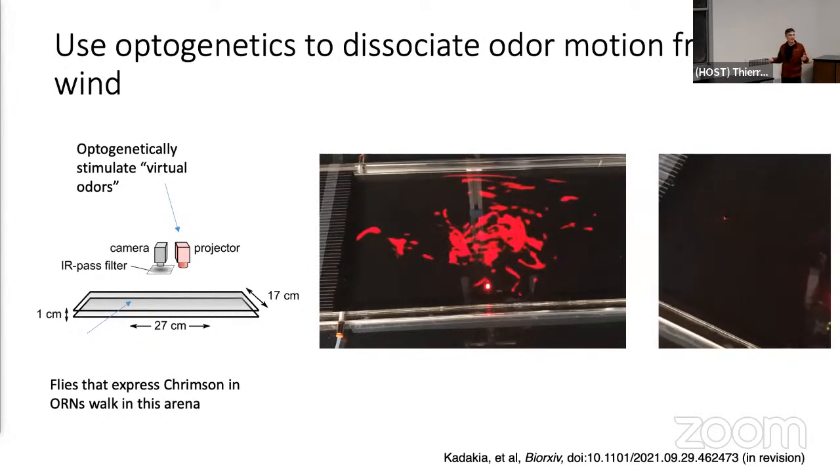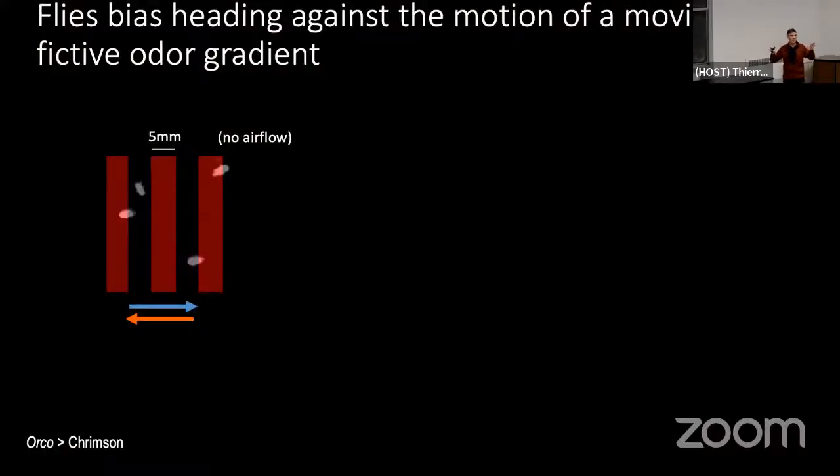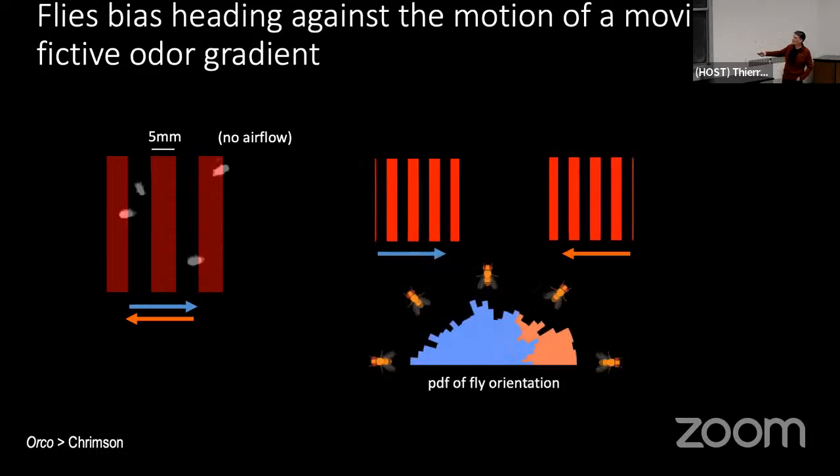okay? So now using this approach, we ask, let's remove the wind. Now we have no wind, and we're going to put bars of light. And those flies, by the way, are blind, so they cannot respond to the light with the visual system. They can only respond to the light with their olfactory system. And so if they respond to the motion direction, when the bars are moving from left to right, they should turn into the bars and vice versa. And that's what we saw.